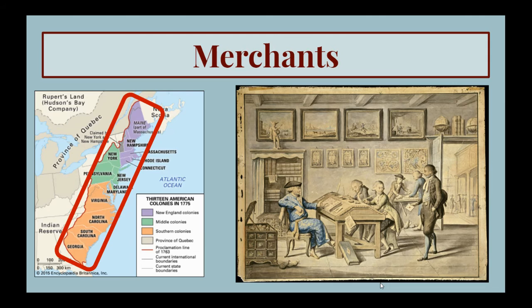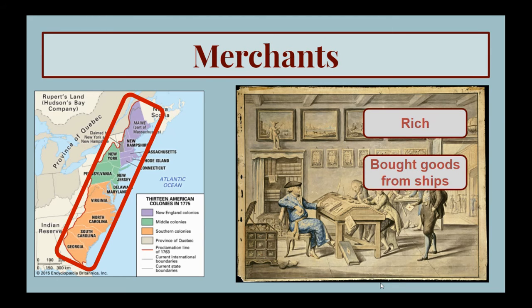Our next group is the merchants. And again, merchants are all over the 13 colonies because they were needed in all 3 regions and in all 13 colonies. Merchants were pretty wealthy. They were rich because they were the ones in charge of buying things from the ships that came in from the Caribbean, from Europe, from Africa.